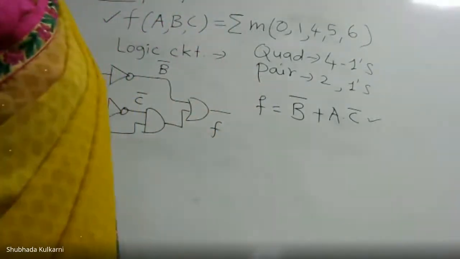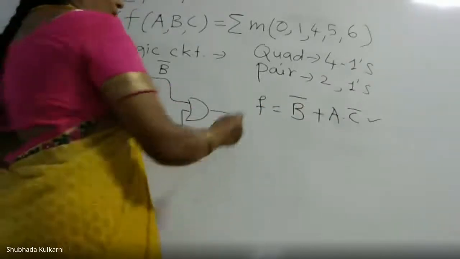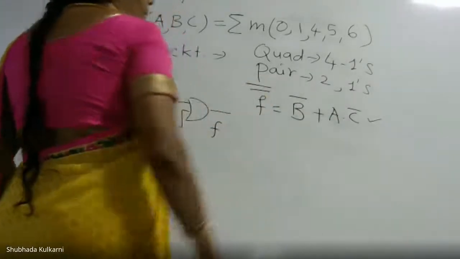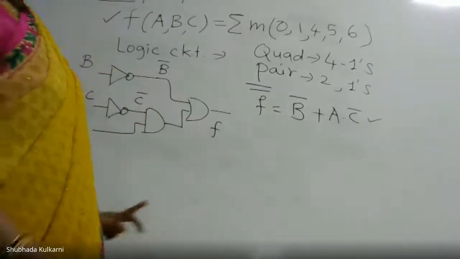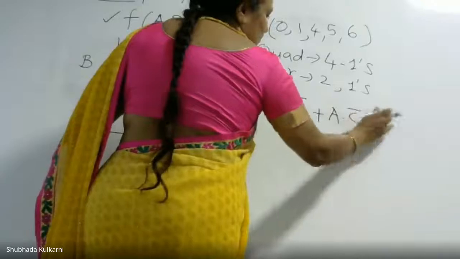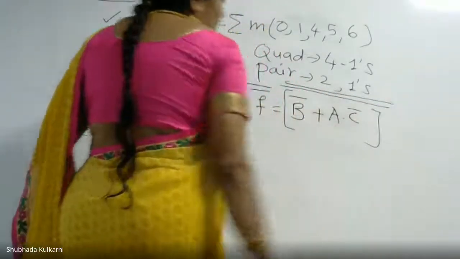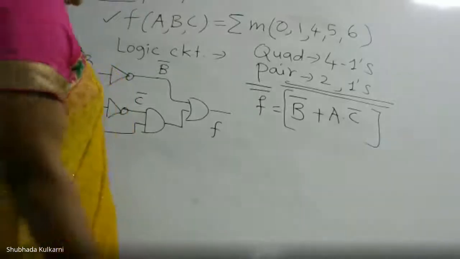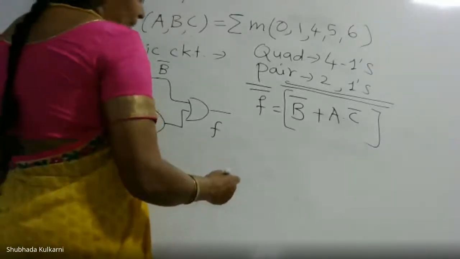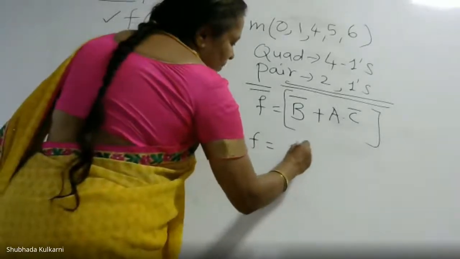Look at your expression F equals B bar plus A dot C bar. What I said? Double complement of any expression is the original one. So I will put one bracket here and take double complement. This is for NAND realization. This is method 1.